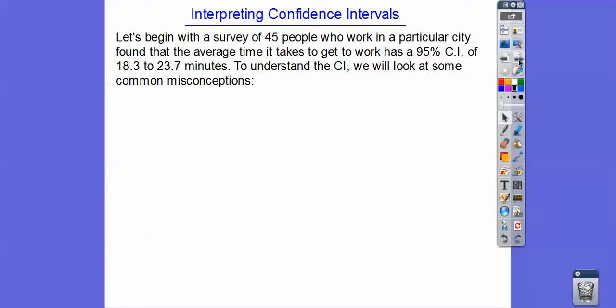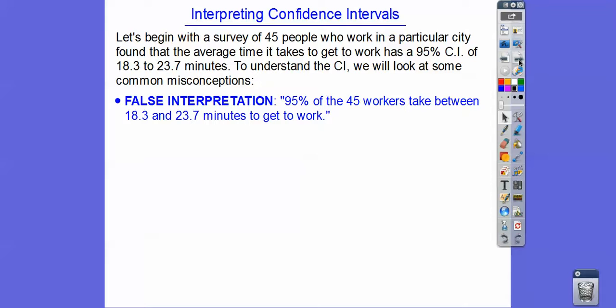Let's begin with this example. We take a survey of 45 people who work in a particular city, and this would be a random survey. I forgot the word random, but it's always random. We found that the average time it takes to get to work has a 95% confidence interval of 18.3 to 23.7 minutes. To understand what that confidence interval says, we'll look at some common errors that people think, which will be like the other choices that they'll try to trick you with.